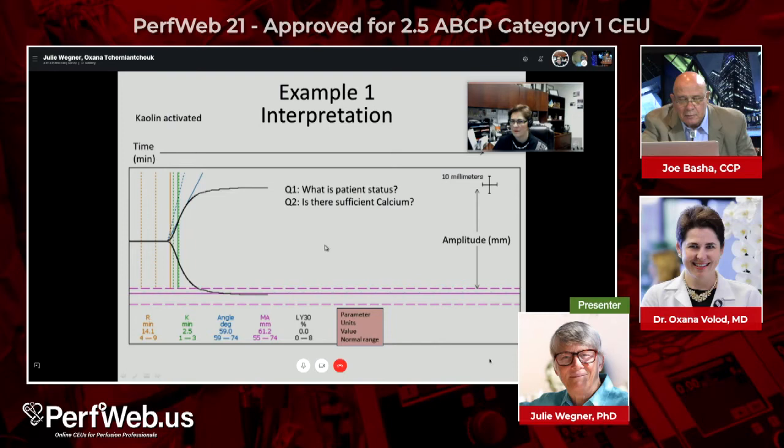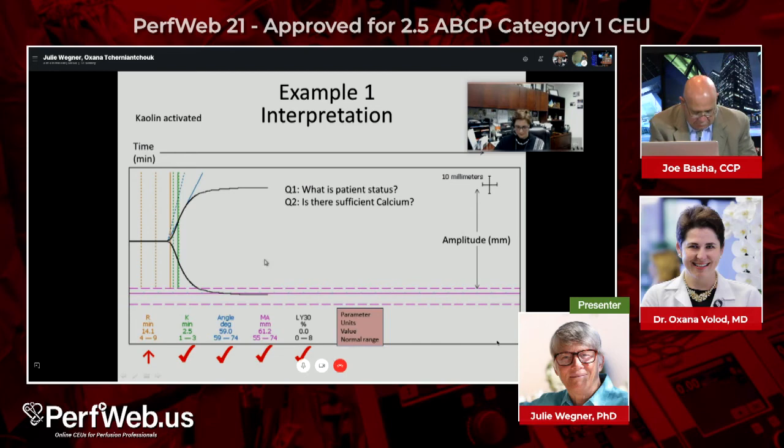Okay, so basically, this is, like I said, what is patient status? Always a good question to ask. Is there sufficient calcium for the patient at the patient level? And as I said, these are your parameters, the units, your value, and your normal range. So one of the first things you do is look to see which one's out of range. In this case, the R value is out of range. It's greater than 9, which is your upper normal value. But all the rest are normal.